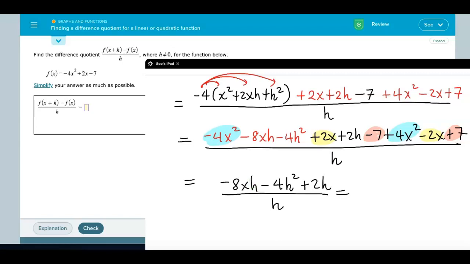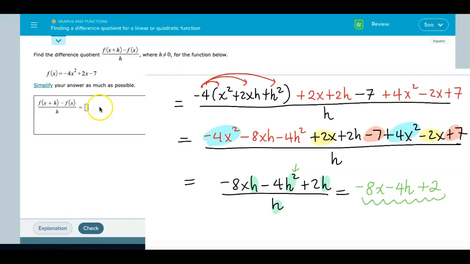So what we will do is now we will cancel out or divide all these three terms by h, leaving our final answer with negative 8x minus 4h, because notice the second term had h squared, so we still have one h left. And then lastly, plus 2. And that is the simplified difference quotient for this quadratic trinomial. So let me type that in. Negative 8x minus 4h plus 2.